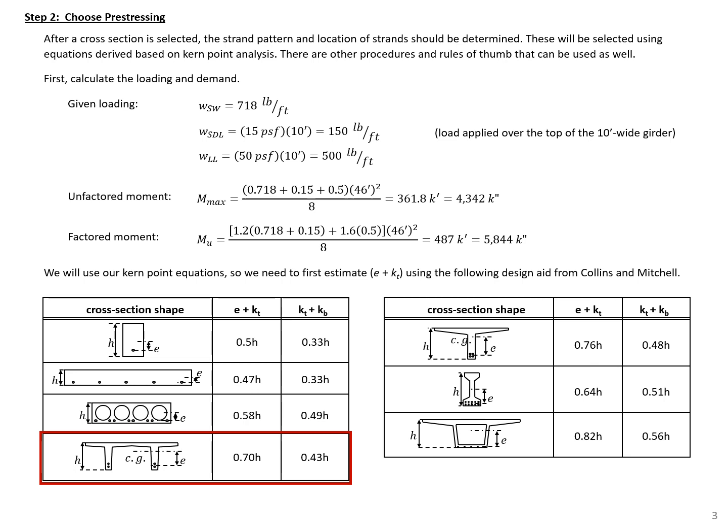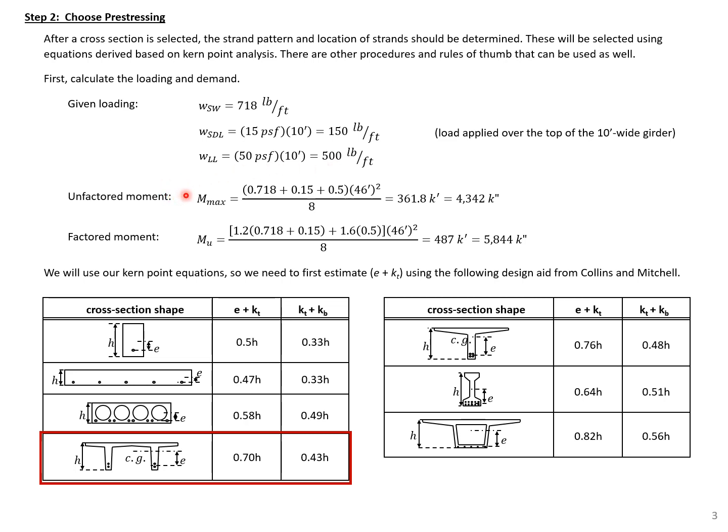The first step in our kern point analysis is to determine our demand along the length. So here we have our given loading. We have our self-weight moment, our superimposed dead load, and our live load. You can see I'm taking our pressure load times the 10-foot top flange width to get the distributed load that will apply to our simply supported beam. So for our superimposed dead load, we'll have 150 pounds per foot, and for our live load, we'll have a distributed load of 500 pounds per foot.